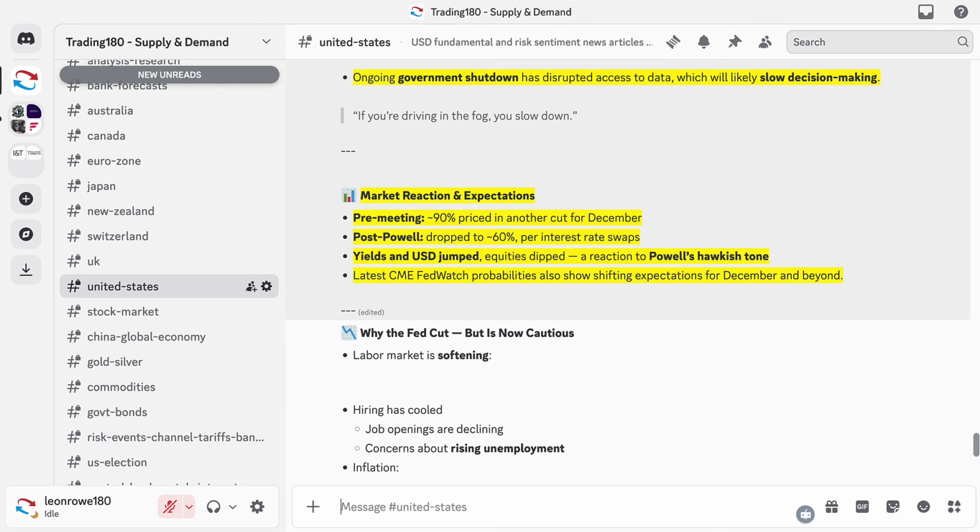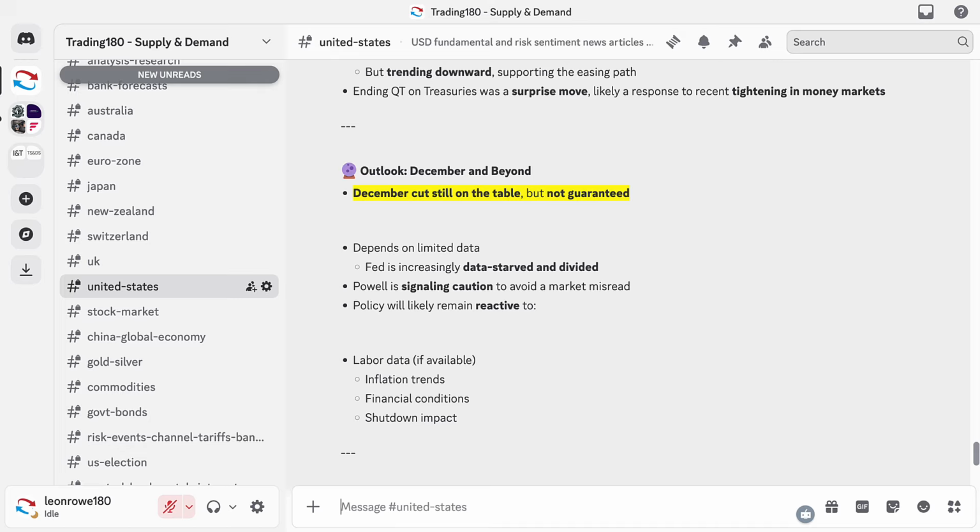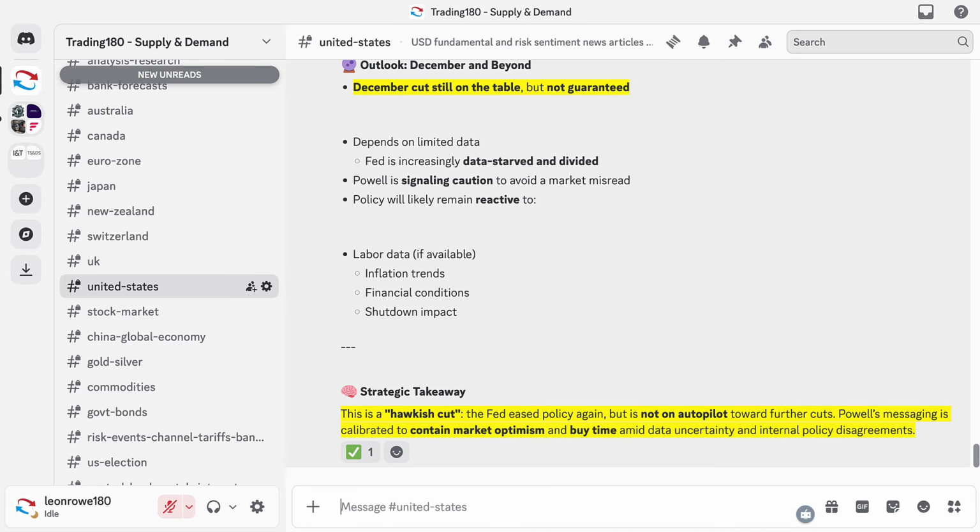Yields and the dollar jumped, so equities dipped, in reaction to Powell's hawkish tone, and the latest CME FedWatch probabilities also show shifting expectations for December and beyond. Again, a December cut is still on the table, but not guaranteed. But the overall takeaway was that this was a hawkish cut. So the Fed eased policy again, but is not on autopilot towards further cuts. Powell's messaging is calibrated to contain market optimism and buy time amid data uncertainty and internal policy disagreement.